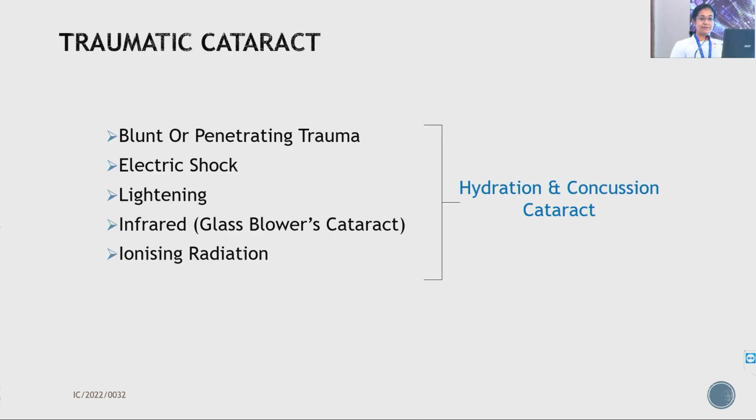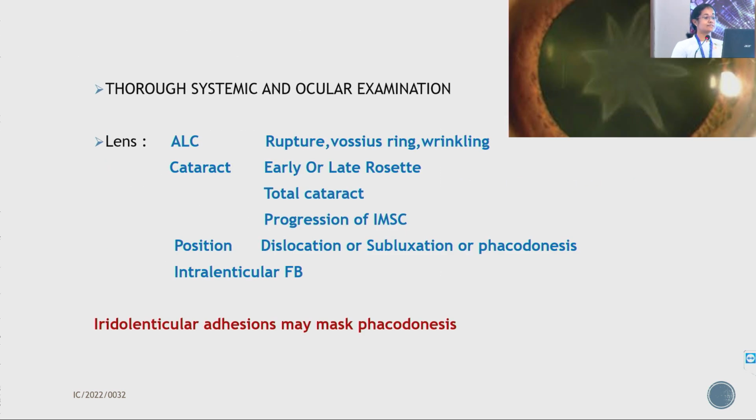Coming to traumatic cataract, it can be the result of any form of trauma, be it a blunt or penetrating injury, electric shock, lightning, infrared radiation, or ionizing radiation. These forms of trauma can lead to hydration and resultant concussion cataract. So a thorough systemic and ocular examination is mandatory, and in the lens we have to specifically look for the anterior lens capsule rupture, any Vossius ring or wrinkling of the ALC.